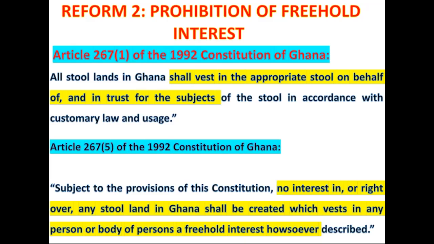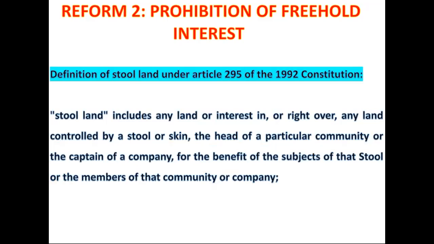And so that is why, if you look at the definition of stool land under Article 295 of the 1992 Constitution, it doesn't define stool land to include family land. It reads as follows, and I quote: stool land includes any land or interest in or right over any land controlled by a stool or skin, the head of a particular community, or the captain of a company for the benefit of the subjects of that stool or the members of that community or company.